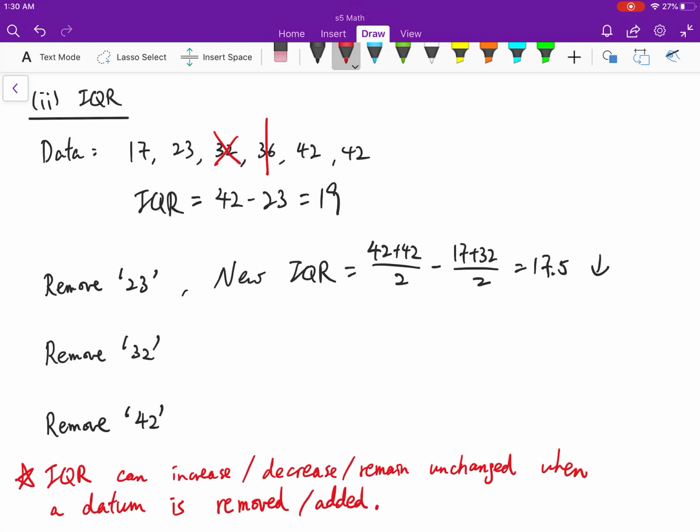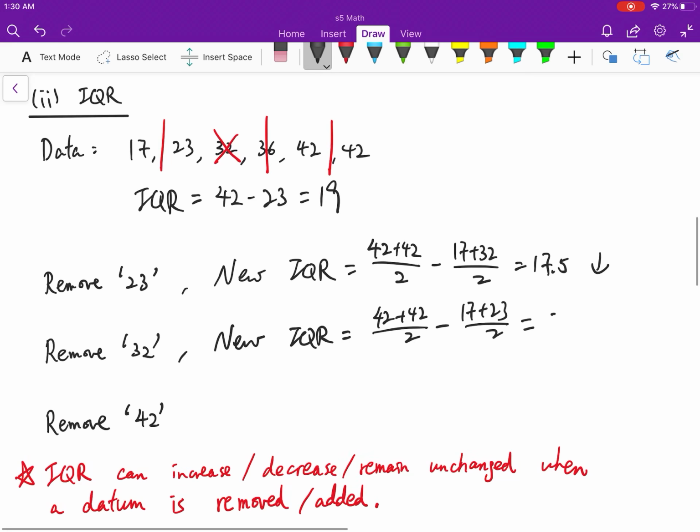So now we go to the second case. If 32 is removed, so again we get 36, and then 42 and 42, 17 and 23, which is the Q1. So the new IQR will become 22 plus 22 again over 2 minus this. And in this case, you get the answer is 22. So this is increased this time. Now look at the last case.